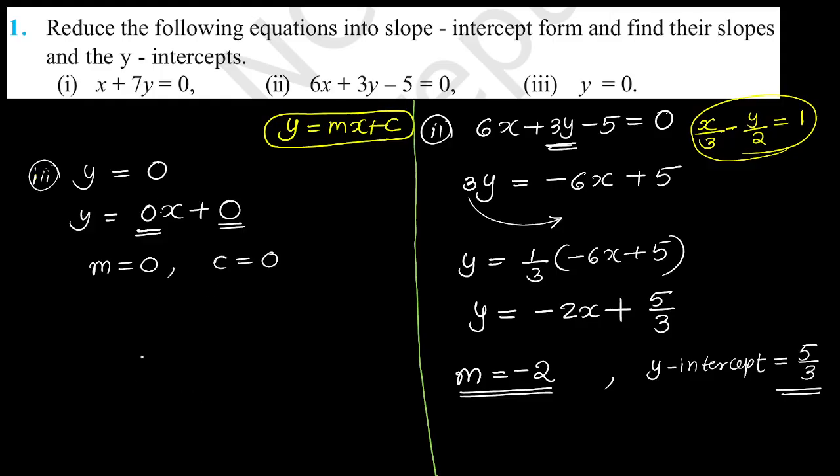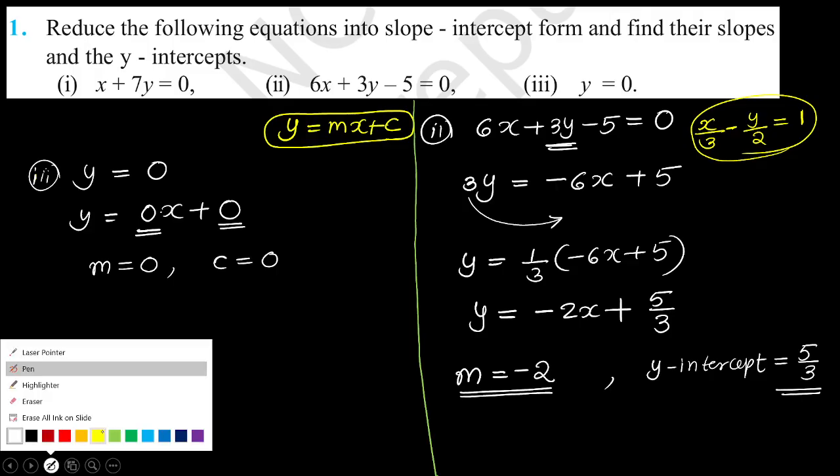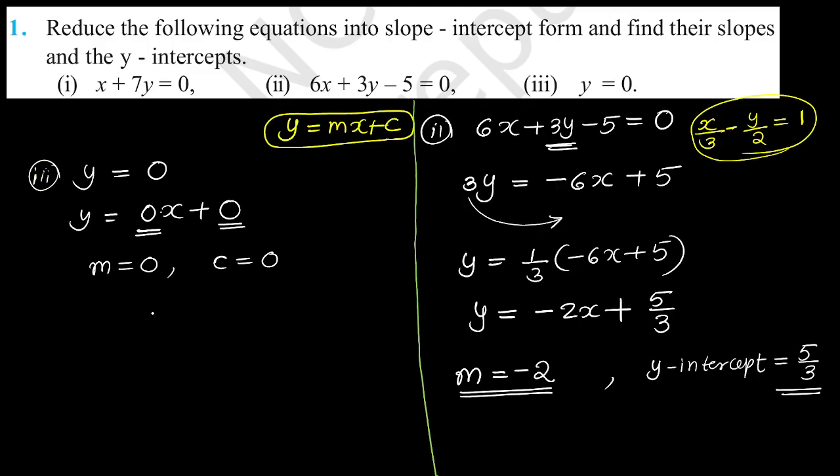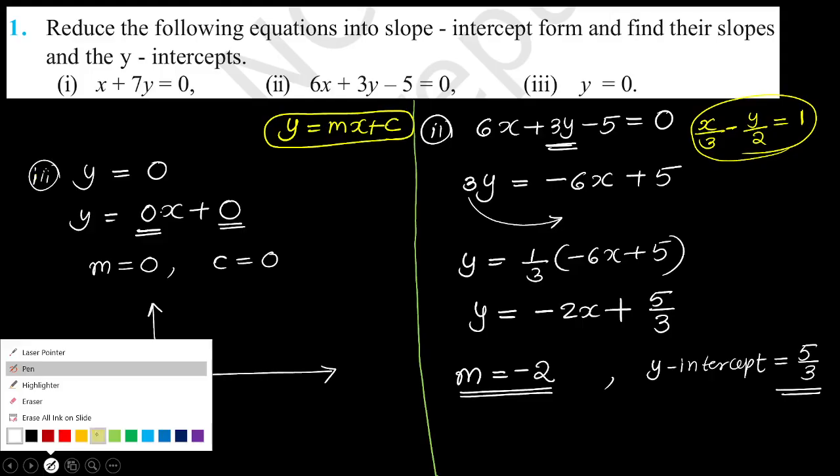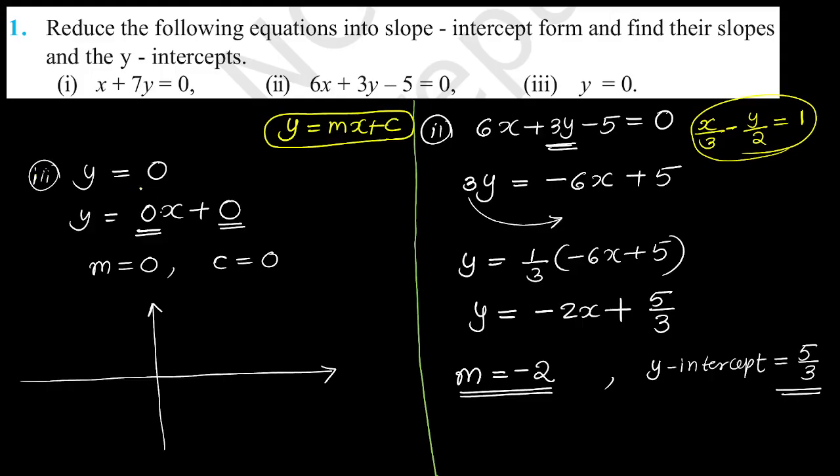So what does it mean? Y equal to 0, how is it a line? Yes, it is a straight line. Y equal to 0 actually represents the x-axis. The graph is not required for this problem, but to understand the meaning of y equal to 0, it simply represents the x-axis. The line passes through the x-axis, coincident with the x-axis. This line has the equation y equal to 0.